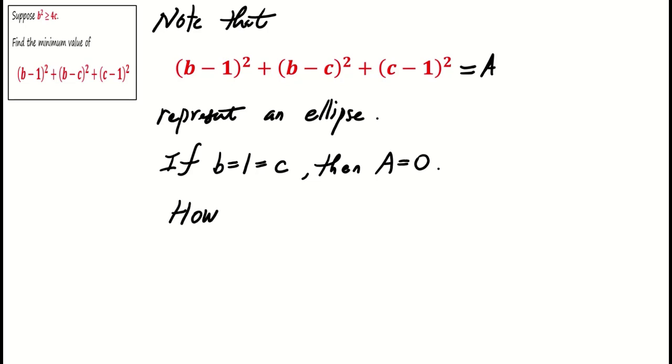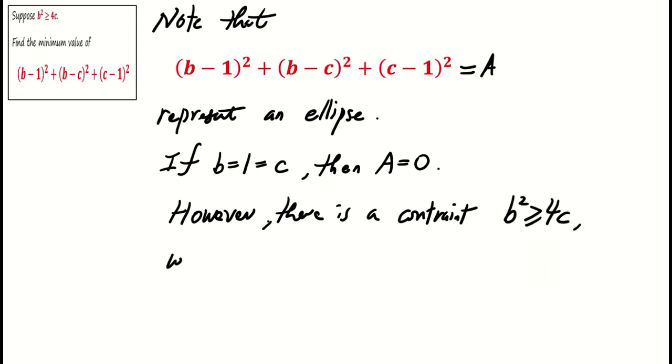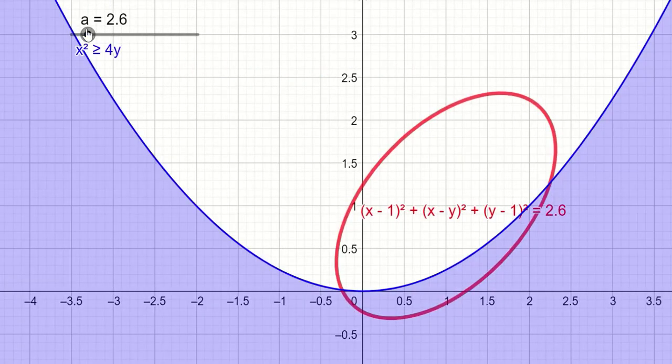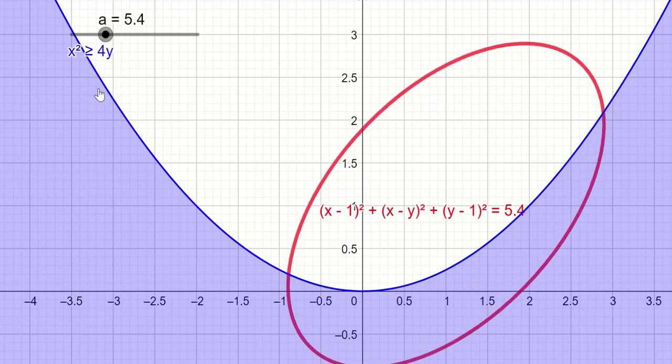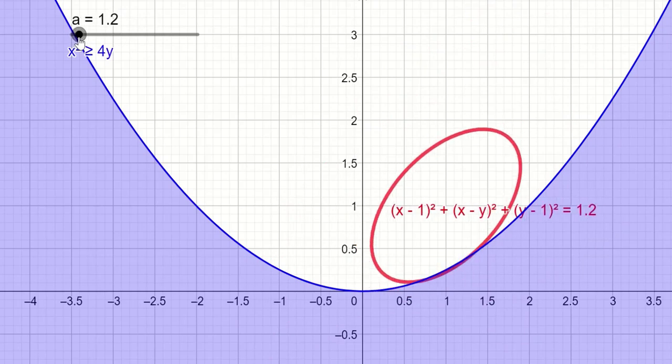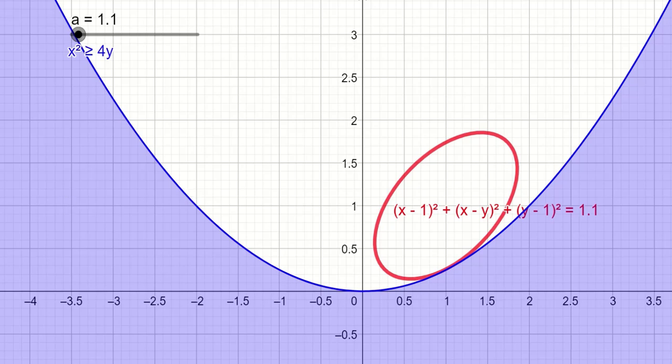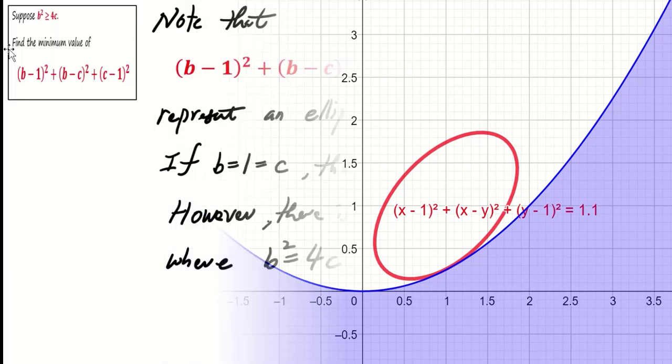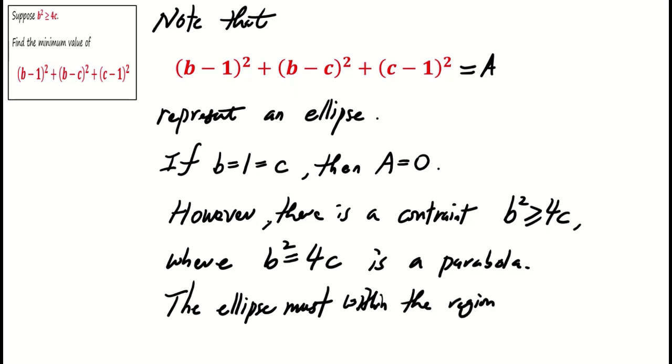Remember, there's a constraint. b squared must be greater than or equal to 4c, where b squared equals 4c forms a parabola. We'll illustrate this using GeoGebra as well. What do you observe? The ellipse lies within the region where b squared is at least 4c, indicated by the blue shaded area. Interestingly, the minimum value of a occurs when b squared equals 4c.